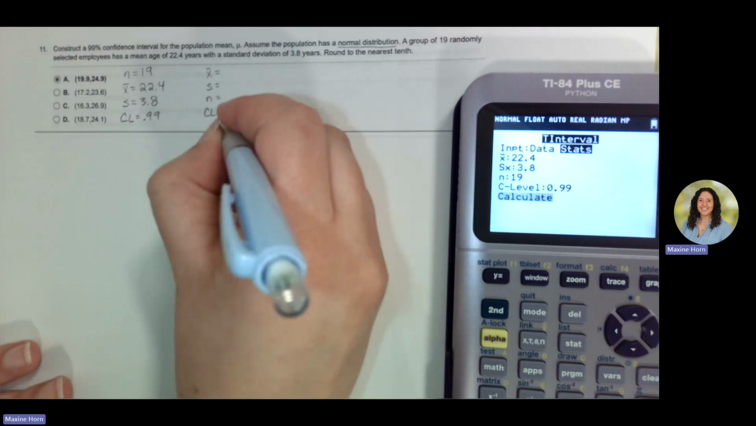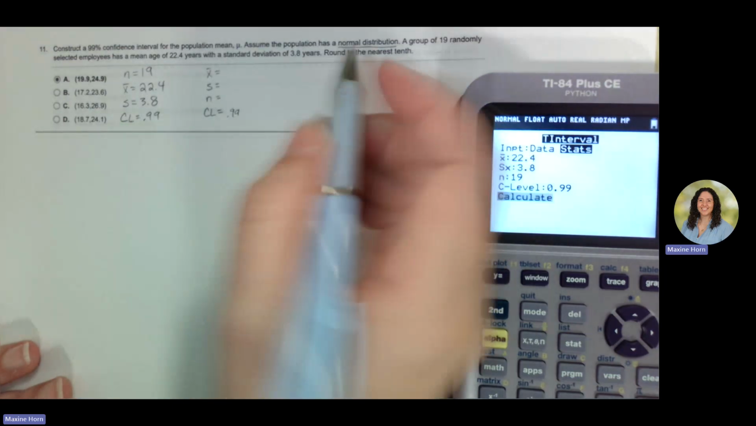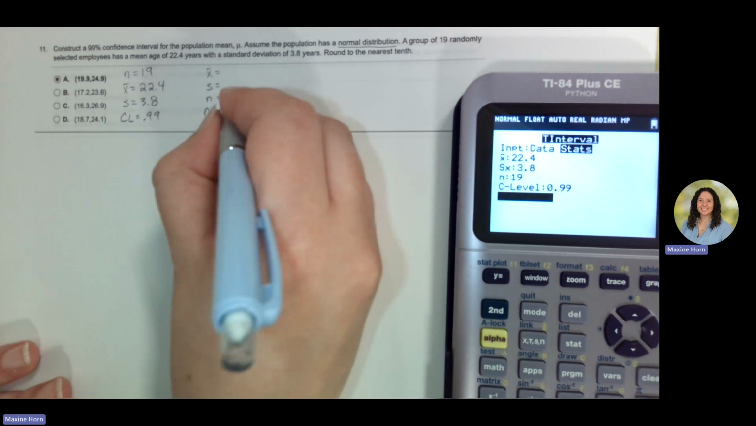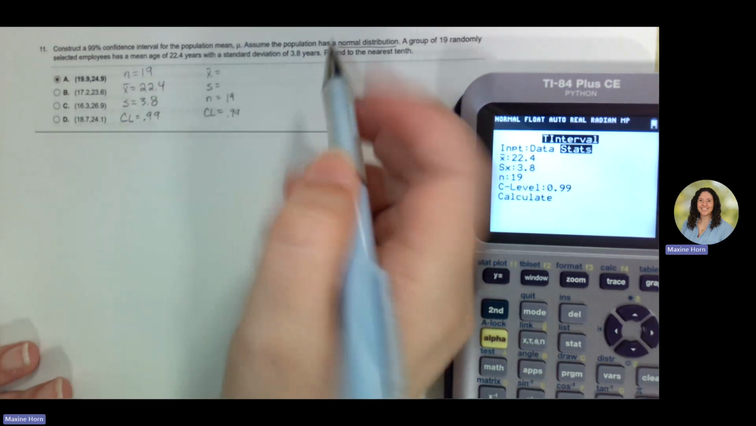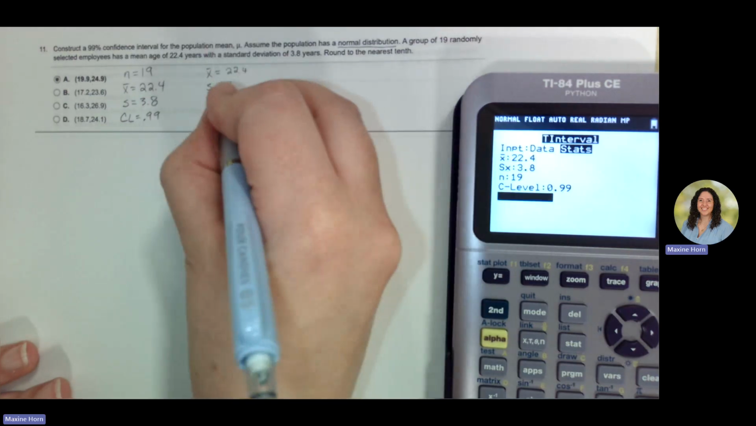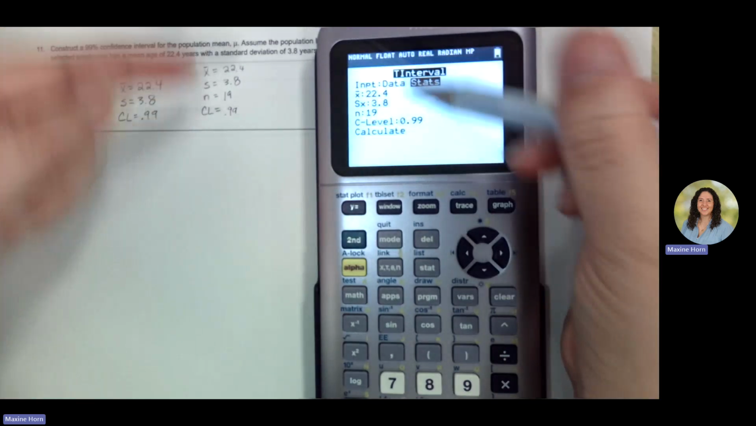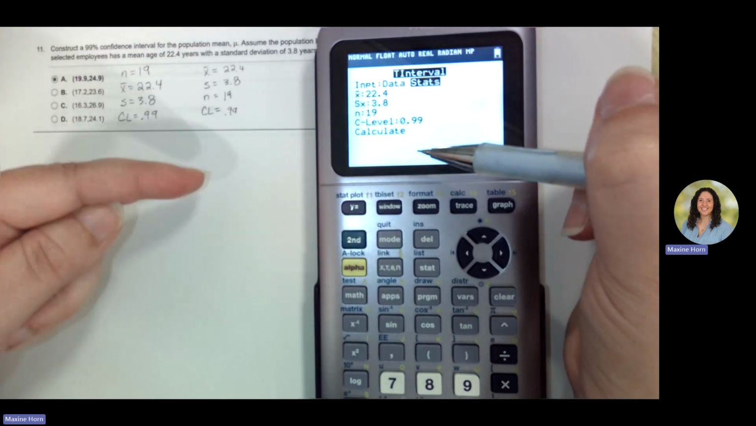Okay, so that's down here. So I'm going to fill that in. Okay, a group of 19 people. Okay, that's an N. That's here, that's 19. A mean age of 22.4. That's up here, 22.4. And the standard deviation, 3.8. Right, so you could do it that way. And then you could just go down the list. 22.4, 3.8, 19, 99.